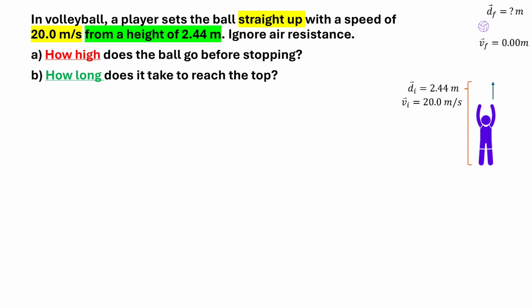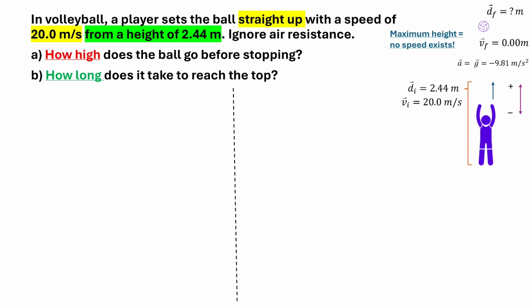On the other hand, since it's reached the maximum displacement, I'm going to put final velocity as 0.00 meter per second. Don't forget that at maximum height, there should be no speed. Of course, don't forget about the gravitational acceleration. We can decide going down toward the person as negative, thus negative 9.81 meter per second square. Now let's divide the space in half for part A and part B.